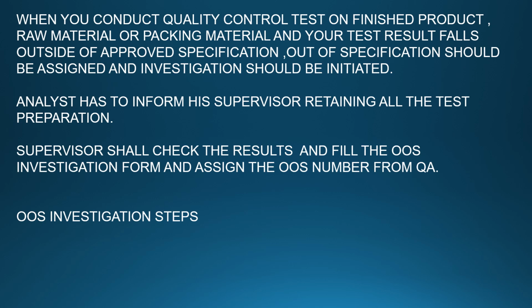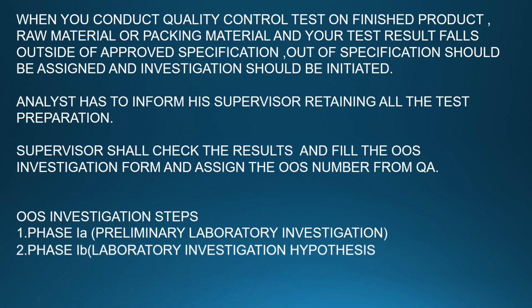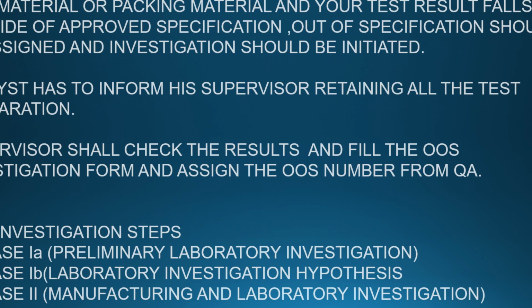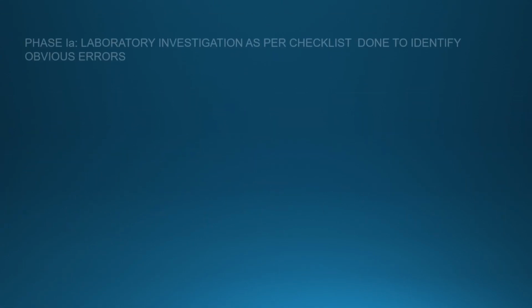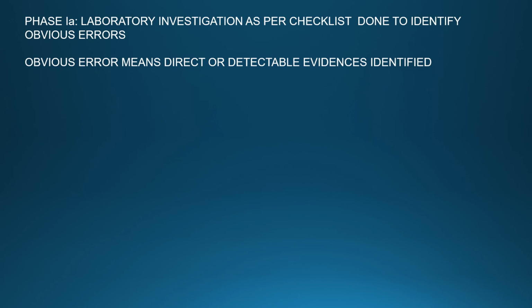Following are the OOS investigation steps. First, Phase 1A, preliminary laboratory investigation. Phase 1B, laboratory investigation hypothesis. And Phase 2, manufacturing and laboratory investigation. In Phase 1A, laboratory investigation as per the checklist is done to identify obvious errors. Obvious error means direct or detectable evidence identified.